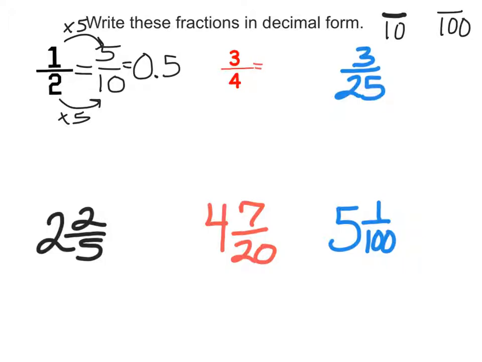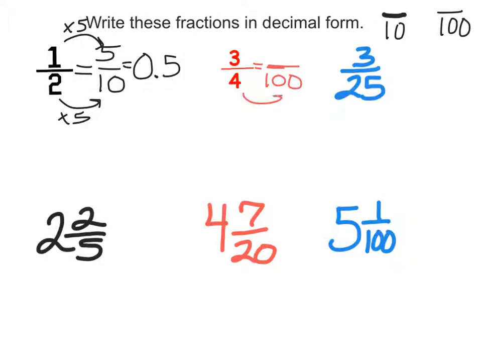Awesome. How about this fraction, 3/4? We really need the denominator to be 10 or 100. But let me think for a sec. Can 4 go into 10? Is 4 a factor of 10? Nope, 4, 8, 12. But can 4 go into 100? Absolutely. We think about quarters. 4 quarters in $1, so we can definitely make this denominator 100.